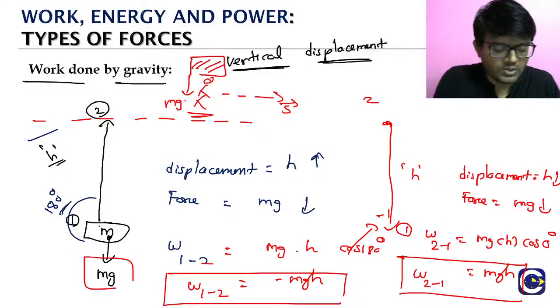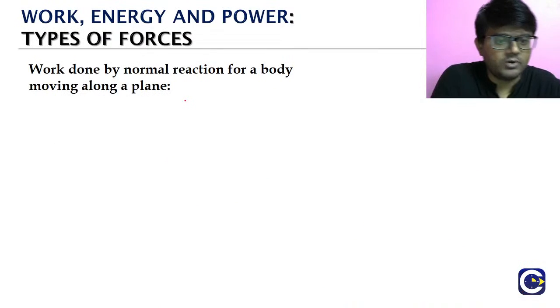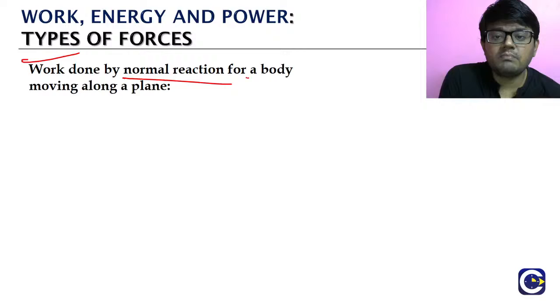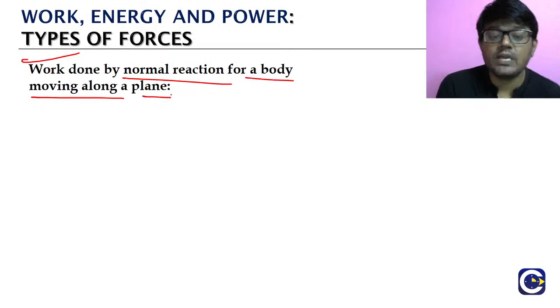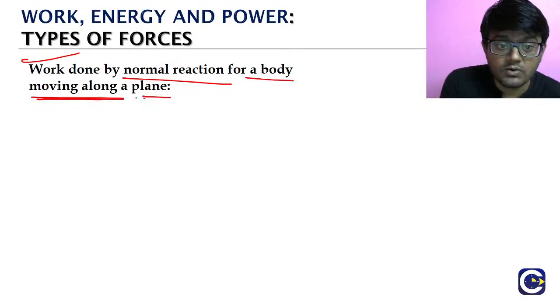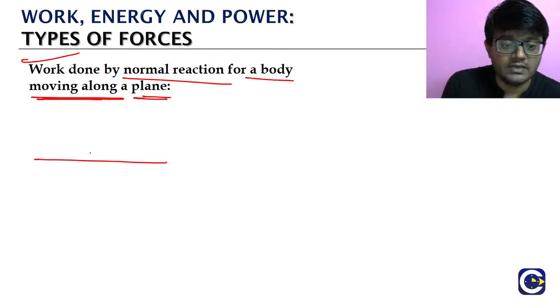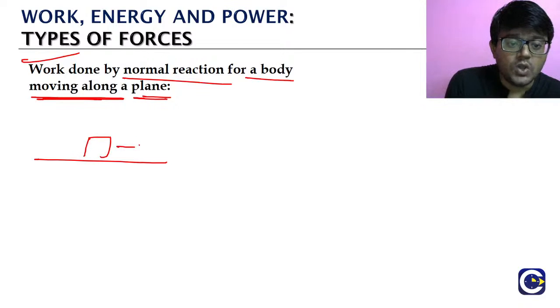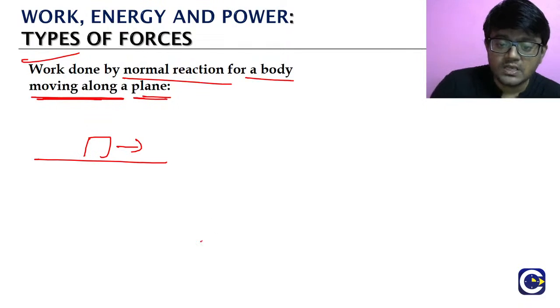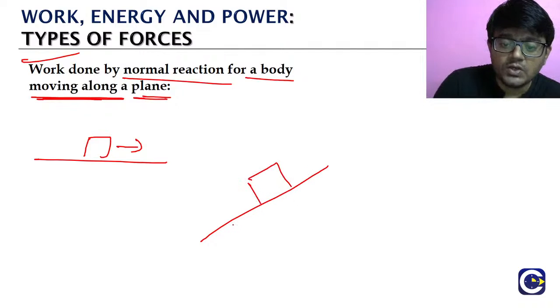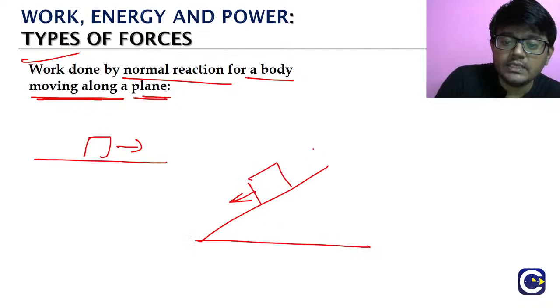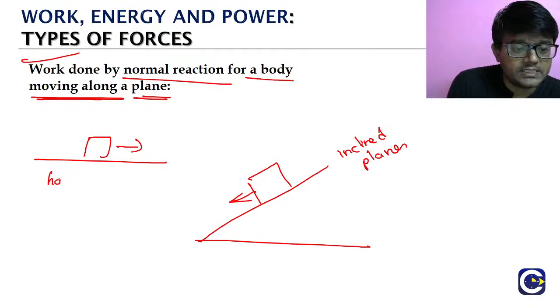work. Okay? Next, this is another important one: work done by the normal reaction for a body moving along a plane. So again, we are looking at a body which is moving along a plane. When we say moving along a plane, we have taken many examples, like an object moving along a horizontal plane, and similarly an object moving along an inclined plane. So when we say plane, we can talk about different types of planes, right? Then the inclined plane, what is this?